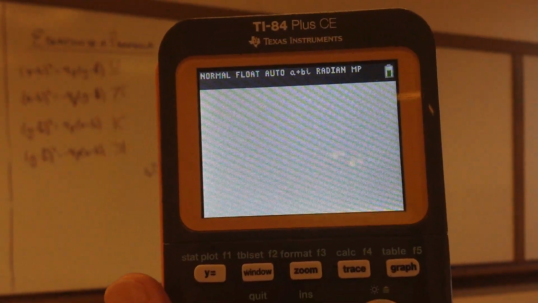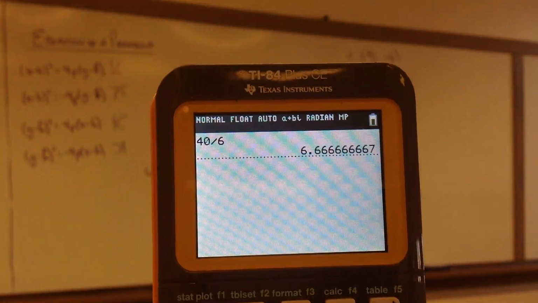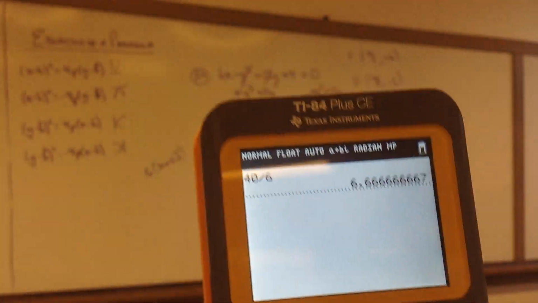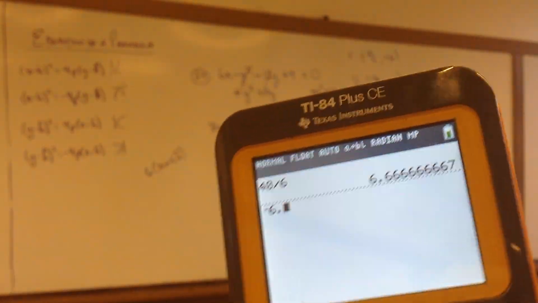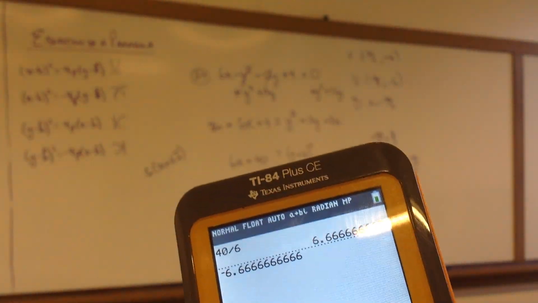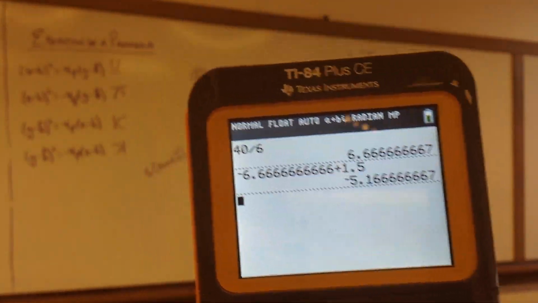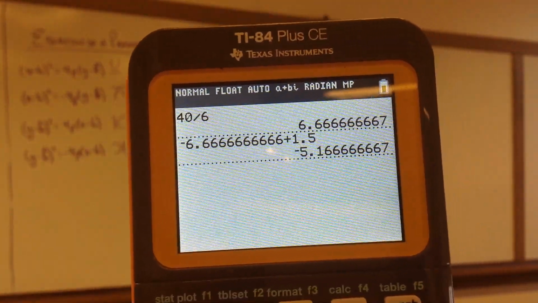There we go. Okay. So we were looking at 40 divided by 6, and there it is. 6.6 repeating, that 7 at the end is not correct. It's actually just an infinite number of 6s. So in any event, we wanted to take negative 6.6, so just type in a bunch of 6s, good. And then we want to add 1.5 to it. And there we go, negative 5.16 repeating. That's what I've got up there for the x coordinate of the focus.